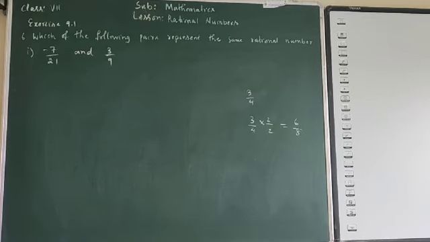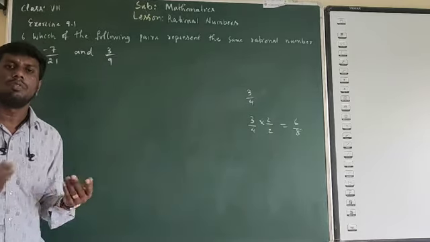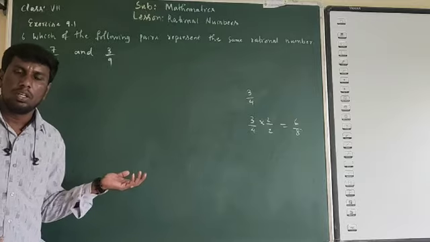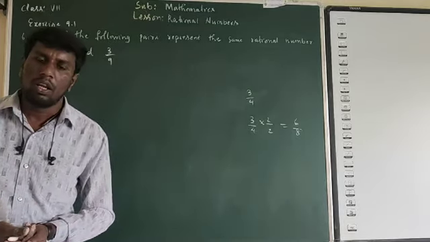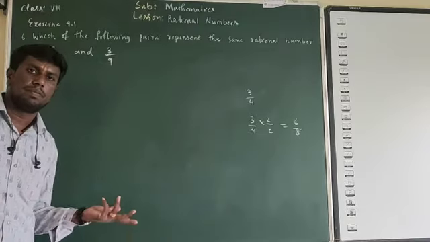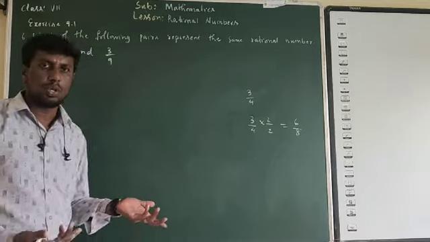You can find the HCF, the highest common factor, between those two numbers, and divide by the HCF. You will get the simplest form, that is one way. Otherwise, you can directly cancel, if numerator and denominator can be cancelled. You know how to cancel, right?